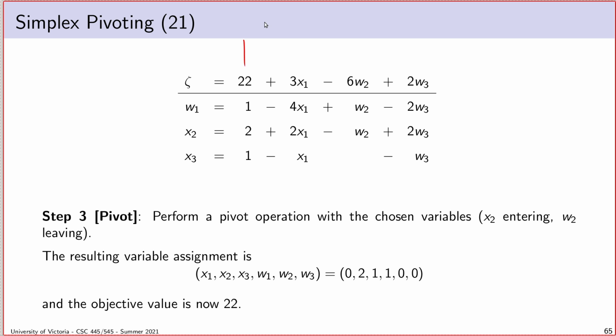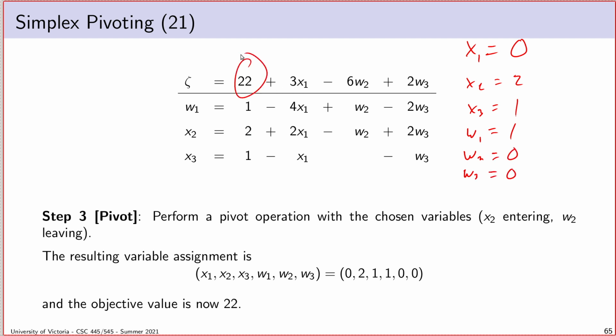I've increased it further. And I should ask, what are the values of each variable at this vertex of the polytope? One of the ways I know I'm at a vertex of the polytope is that if I assume these three variables are 0, then I have met the criteria to be at a vertex of the polytope, which is that 3 of the variables are 0. So x1 is a non-basic variable, it's 0. x2 is basic, so its value is 2. x3 is basic, and its value is 1. w1 is equal to 1, and then w2 and w3 are each equal to 0 because they are non-basic variables. And the objective function is now 22.